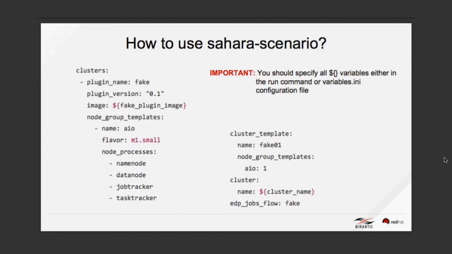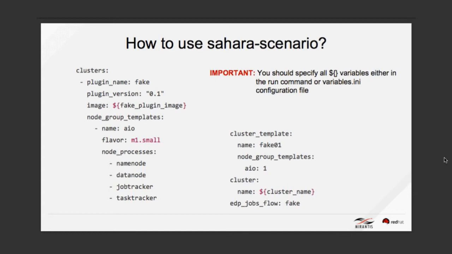Let's move to the more practical part and take a look at the config. For example, fake plugin version 0.1. What can you understand from this line of YAML code? You specify the name or ID of the image. You specify that the cluster has one all-in-one node group template with a small flavor. This node group will have the following processes: name node, data node, job tracker, and task tracker. The cluster template has one node group named fake01.